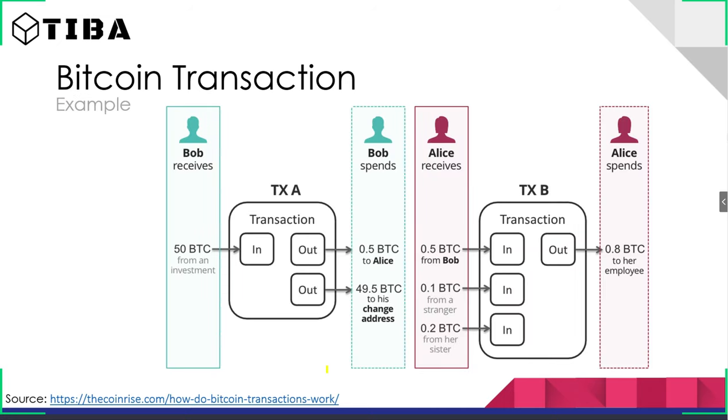And then here's an example of this. Bob right here is trying to spend 50 Bitcoin. He's trying to send 0.5 to Alice, and then the remaining to himself, with a change address for security. And then Alice here received this Bitcoin and included it with some of her previous UTXOs right here. And then she's able to combine those and send it to her employee.